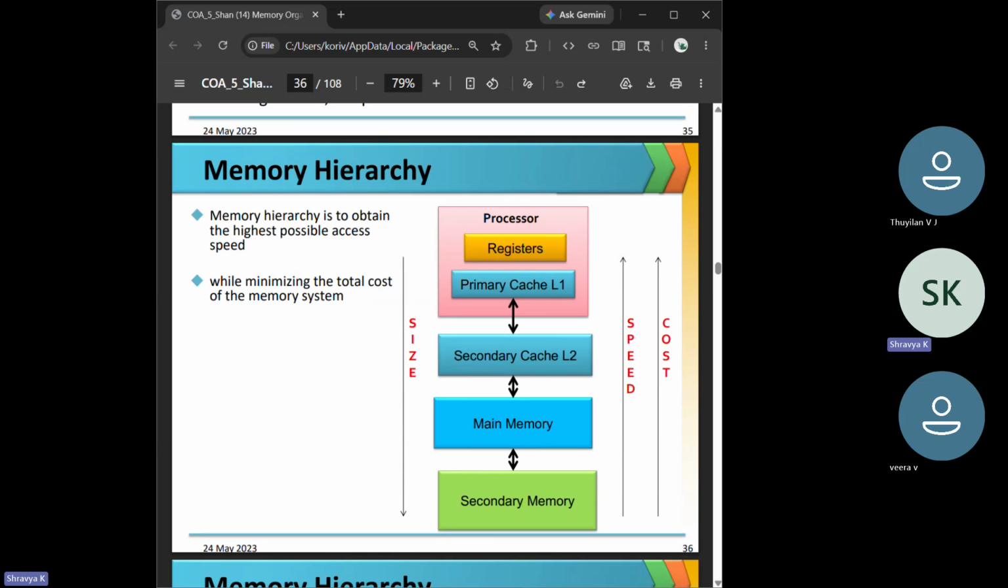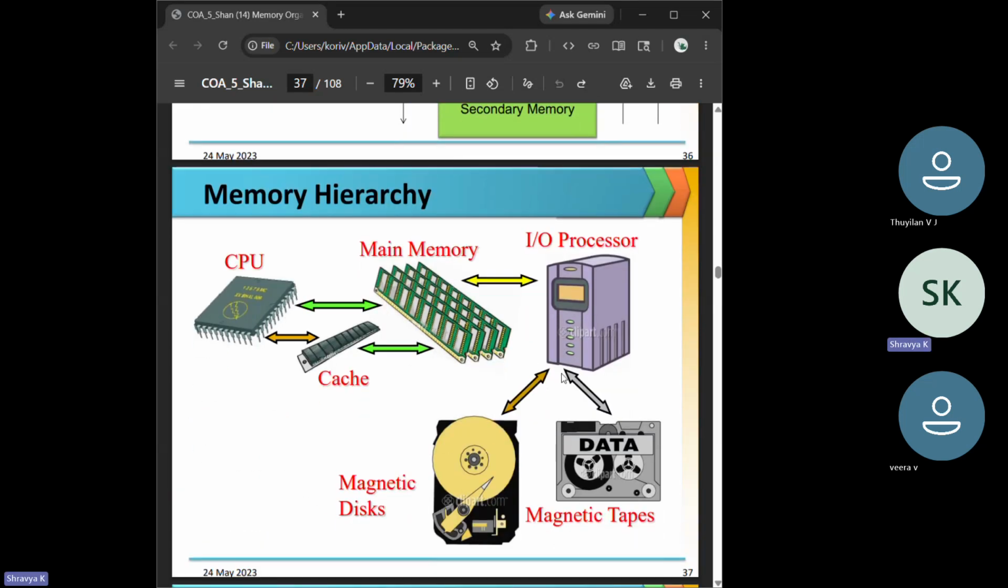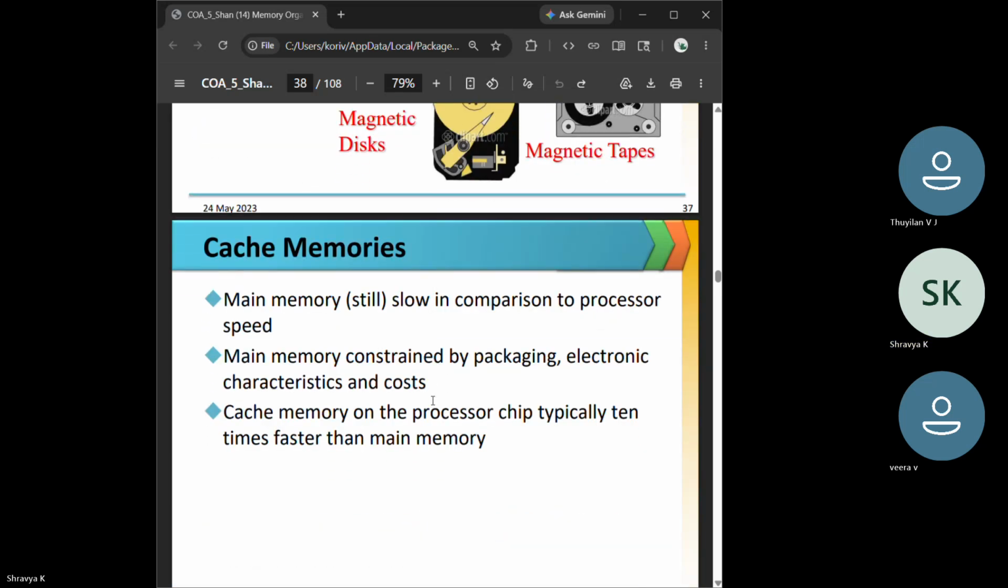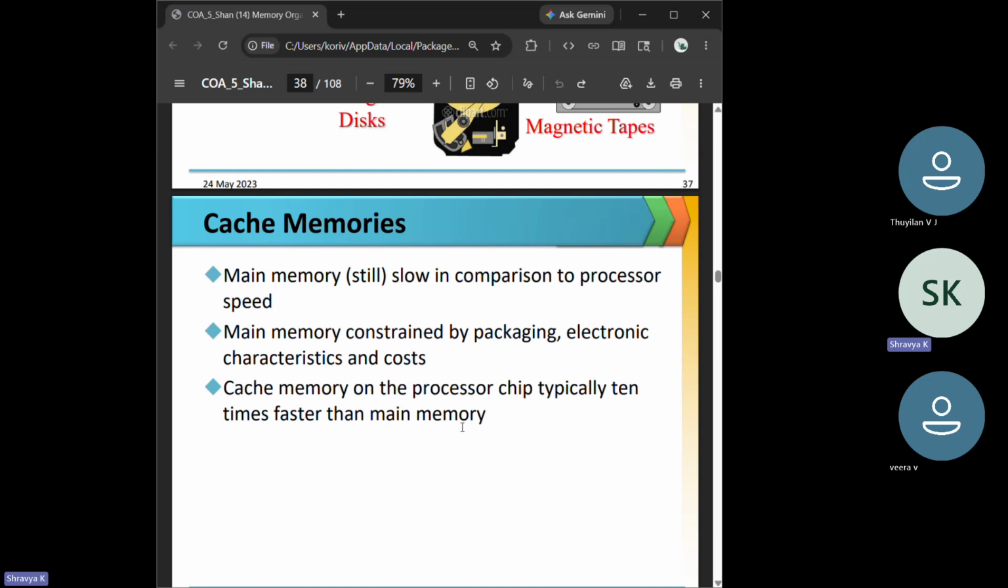The primary cache is the smallest, the speed is the highest and the cost is the highest, and it's within the processor. And then you move on to the secondary cache, the main memory, and the secondary memory, each of which we will see in further detail, right? This is an example of secondary memory, including magnetic disks and magnetic tapes, and how they interact with the I/O processor, and how the main memory interacts with the cache and the CPU, etc. Right? So moving on to the cache memory.